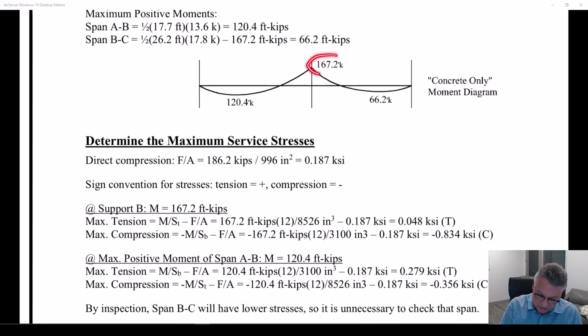So the moment is 167.2. But we know compression's at the bottom because this diagram tells me the tension's at the top. So if I'm looking at the bottom, the M over S bottom portion is negative because it's going to be in compression. The F over A portion is always negative. Therefore, the bottom of the beam is at negative 0.834 KSI in compression.